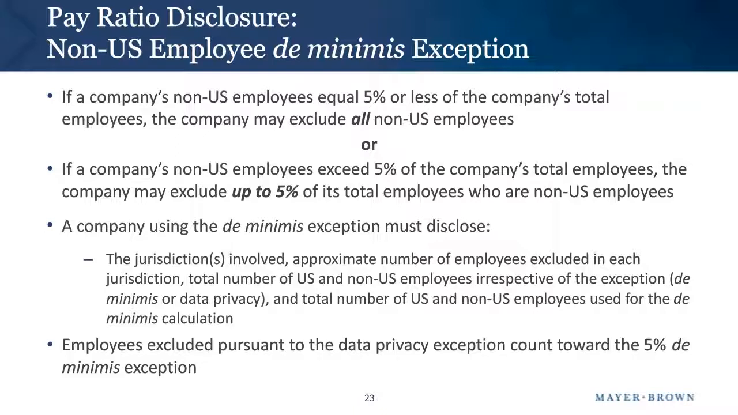And since there's a 5% cap, if a jurisdiction has more than 5% of the total employees, they cannot be excluded. Another caveat is that employees excluded under the data privacy exception count towards the 5%. But the data privacy exemption permits companies to exclude more than 5% of their total employees. And so once they've done that, they're unable to use the de minimis exception to exclude any other employees in non-U.S. jurisdictions because they would have already reached or exceeded the 5% cap.